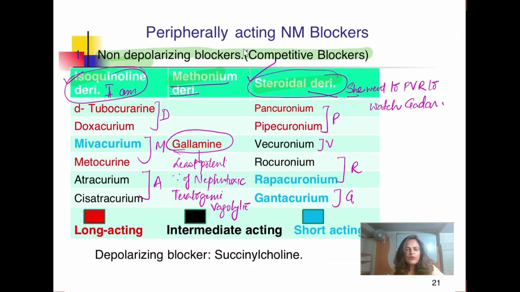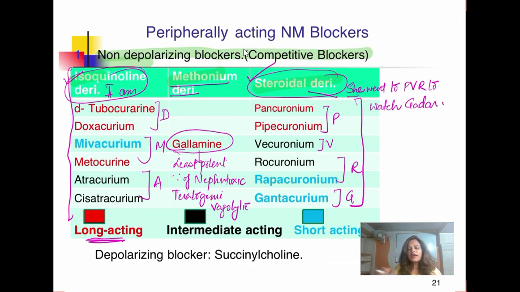Further, you can see the color coding also. Few I have written, whether you see isoquinoline or steroidal, in red, black and blue colors. I have used three colors, and even for steroidal I have used the three colors. So what do these three colors indicate? The red ones are long acting, as the earlier classification was depending on the duration of action: long acting, intermediate acting and short acting. The red ones like d-tubocurarine, doxacurium, metocurine, gallamine, pancuronium, pipecuronium are long acting. The black ones like atracurium, cisatracurium, vecuronium and rocuronium are intermediate acting. Whereas blue ones, mivacurium, rapacuronium and gantacurium, are short acting.